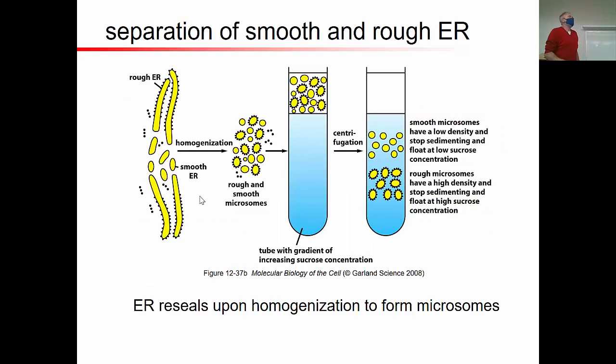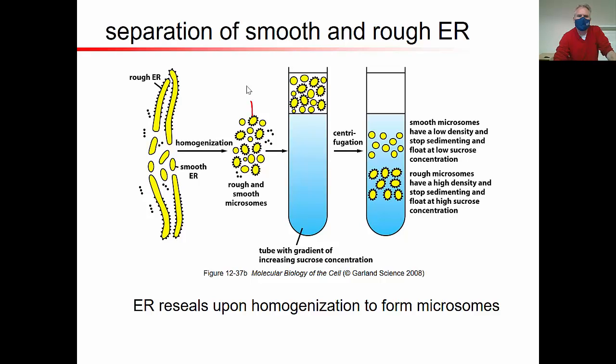So we isolate our ER, which is both types, and then what you do is you make these microsomes. Basically what you do is homogenize, or just kind of shake or stir or blend these up. And when you blend them up, you're breaking the membrane, right? But the membrane reforms to make these little microsomes.